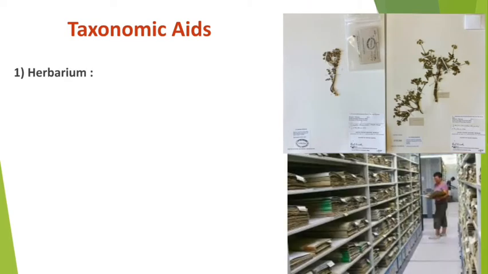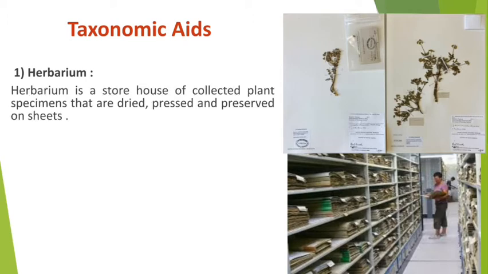So my dear student, number 1 we will learn about herbarium. Herbarium is a storehouse of collected plant specimens that are dried, pressed and preserved on sheets. So what is a herbarium? A herbarium is a storehouse of collected plant species. Here you may see two pictures. In one picture you will see how the plant species are dried and then pasted on a sheet, and they are preserved.